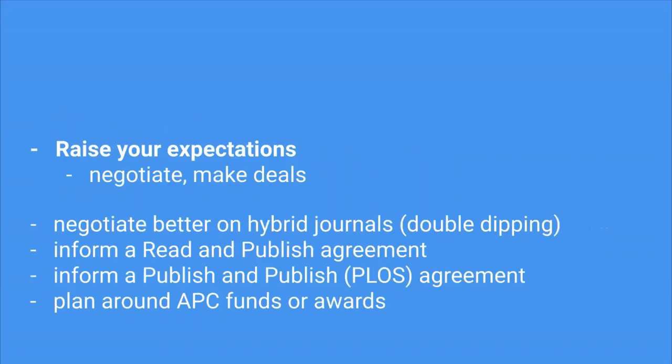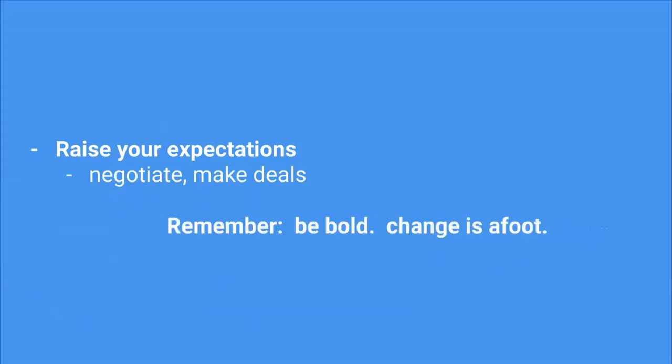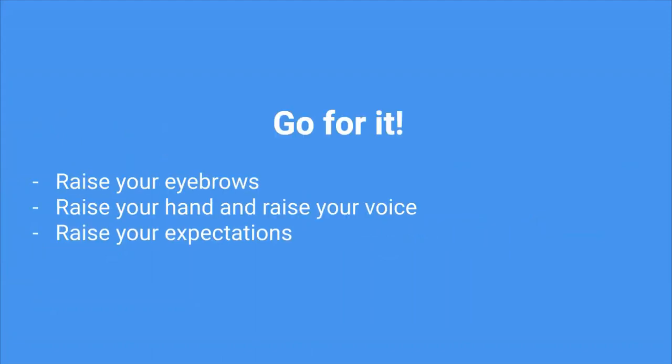And finally, raise your expectations. Negotiate, make deals, negotiate on hybrid journals with the data that you've got about what your university is spending on open access. Use it to inform a read and publish agreement or a publish and publish agreement like the ones coming out with PLOS. Plan around APC funds or awards, and generally just be an expert about this topic on your campus. Remember, be bold, change is afoot. You're on the right side of history to be paying good attention to this right now.